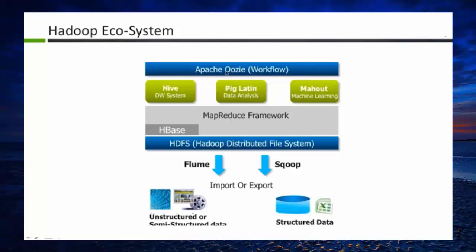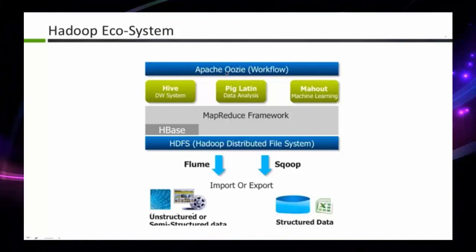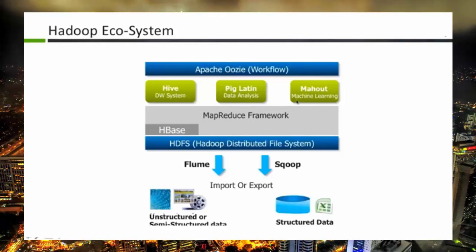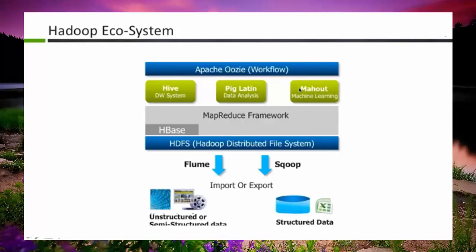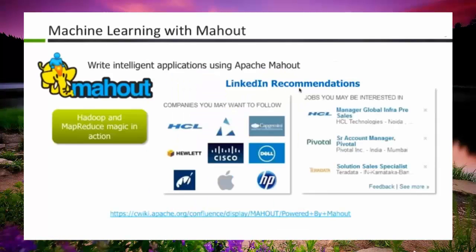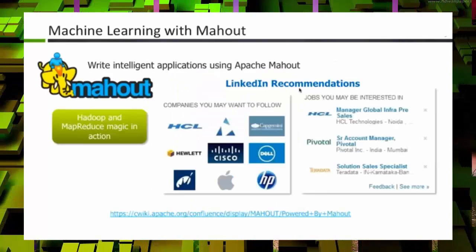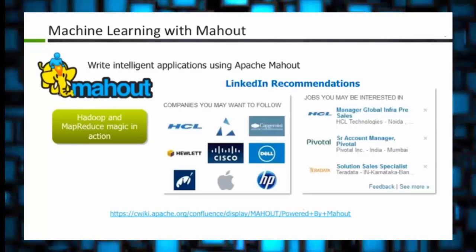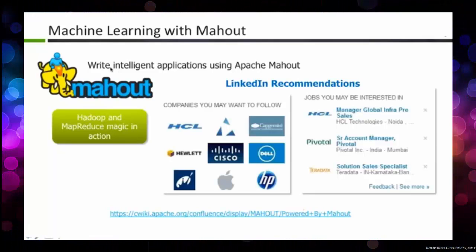Oozie we will be covering in this course. This is the workflow management tool which is used to run jobs in parallel on Hadoop. Now Mahout will not be a part of this course, so I'll just quickly tell you a little bit about Mahout. There's a separate course on Mahout, so if anyone is interested, you can pick up that course as well. Mahout is basically Hadoop and MapReduce together. You can write intelligent applications using Apache Mahout.